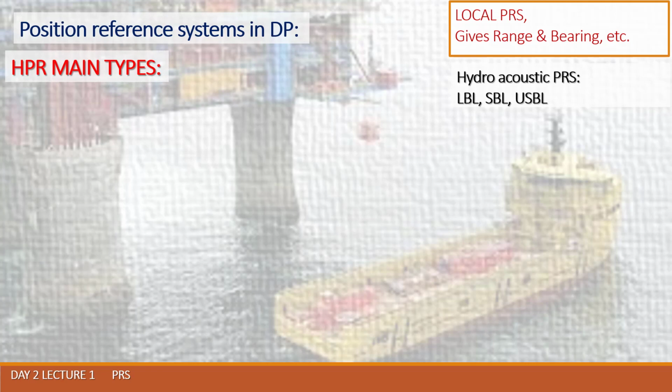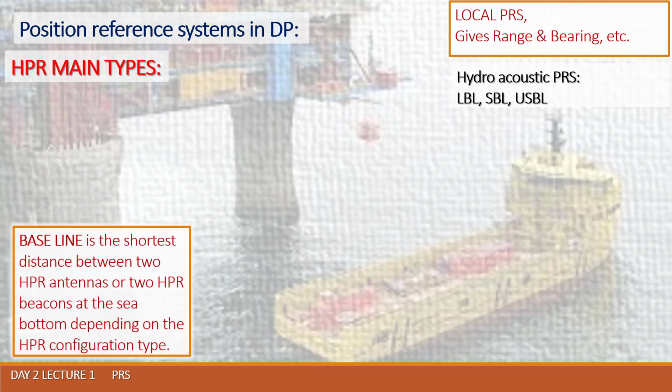Before we continue, I would like to give the definition of the baseline. Baseline is the shortest distance between two HPR antennas or two HPR beacons at the sea bottom, depending on the HPR configuration type. From this definition we have the next conclusion. Some HPR systems require many antennas, and some HPR systems require many beacons at the sea bottom. Due to that fact, we have different names for each separate type of HPR equipment.